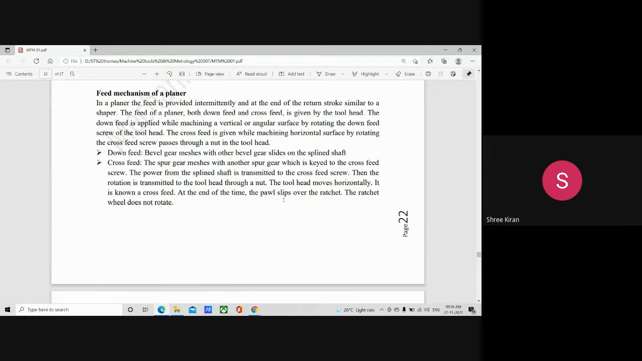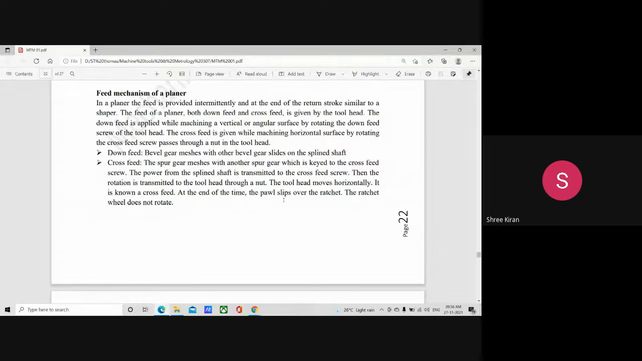Nived, what was the previous topic we discussed in the class? Feed mechanism indeed. Feed mechanisms of... It was not about the planer, it was something else. It was about the shaping machine, right? The same way, now we have the planing machine.